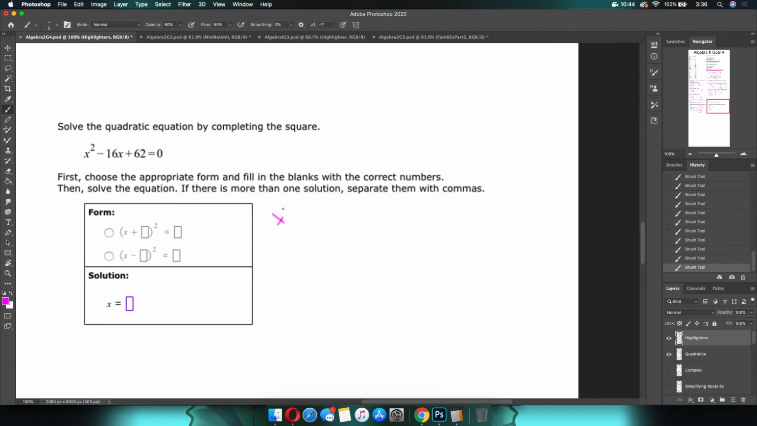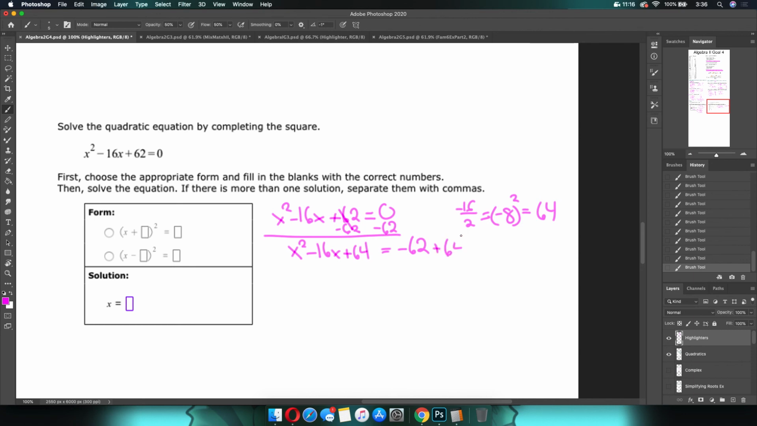Okay, what are we left with? We have x squared minus 16x plus 62 equals 0. So minus 62, because this is one of the 3 topics where you don't actually set to 0, equals negative 62. Okay, let's go through our little rigmarole here. What is negative 16 divided by 2? That's negative 8. What's negative 8 squared? That's 64. So I'm going to dump a 64 here, and I'm going to dump a 64 here.